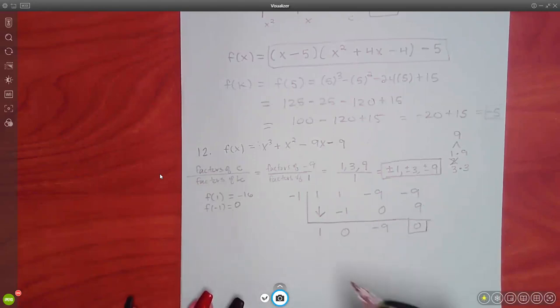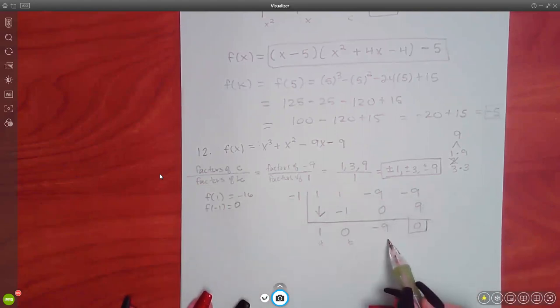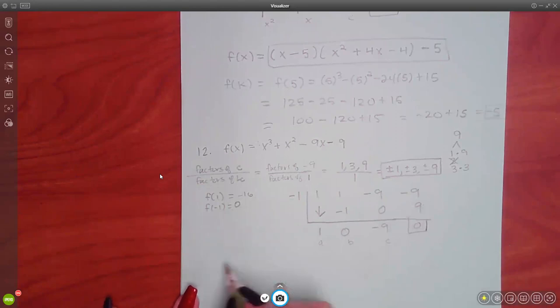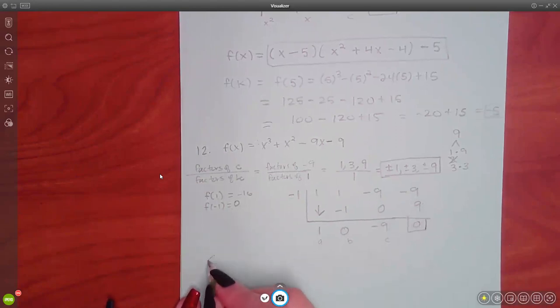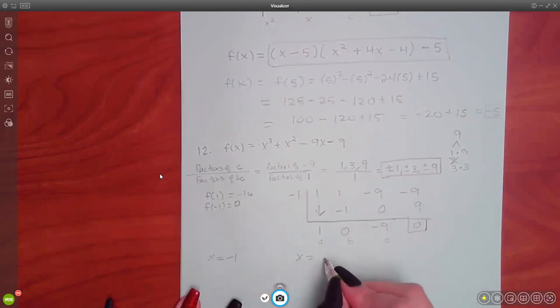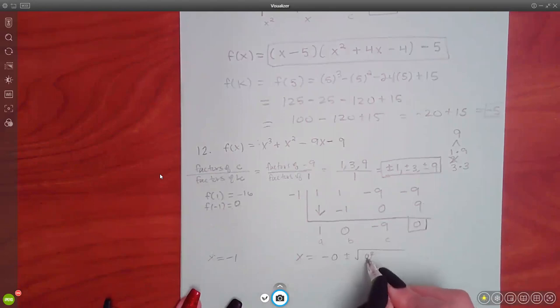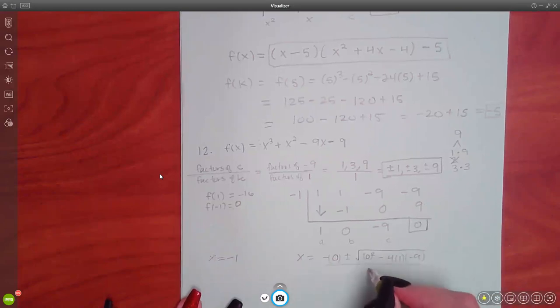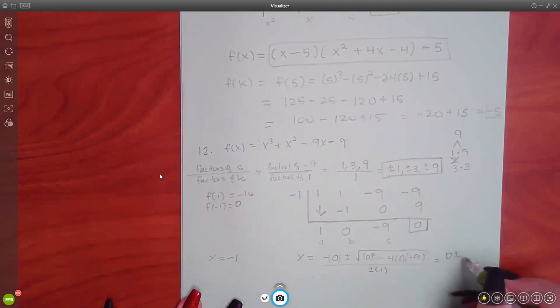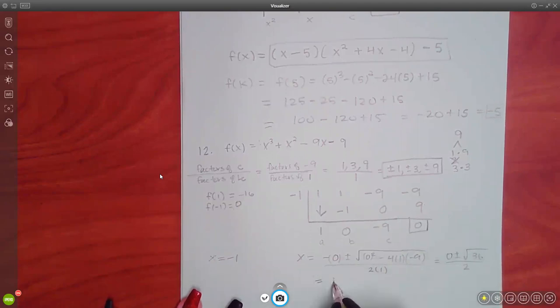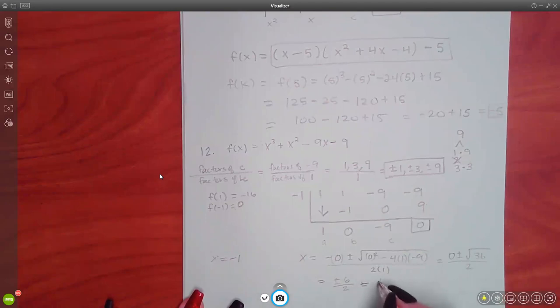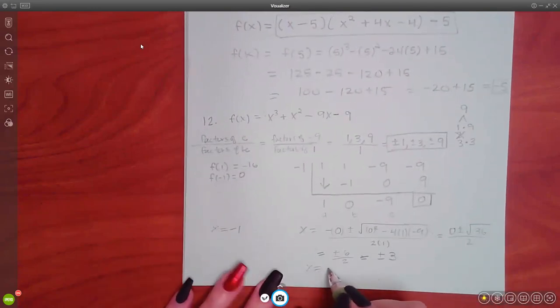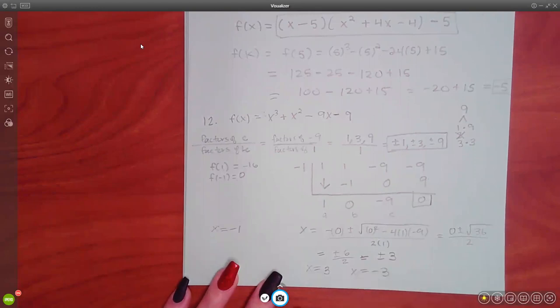Okay. So if I put this in the quadratic formula, there's my A, my B, and my C right away. So here I get x equal to negative 1, and here I'm going to get x equal to negative b plus or minus the square root of b squared minus 4ac all over 2a. Well, that's 0 and 36. What's the square root of 36? So I get plus or minus 6 over 2, which is actually plus or minus 3, isn't it? So I have x equal to 3, and I have x equal to negative 3.